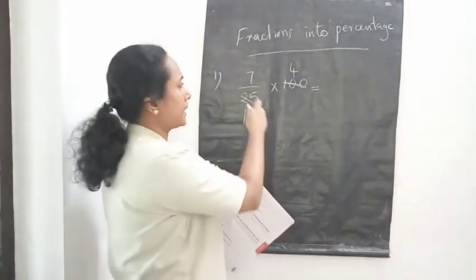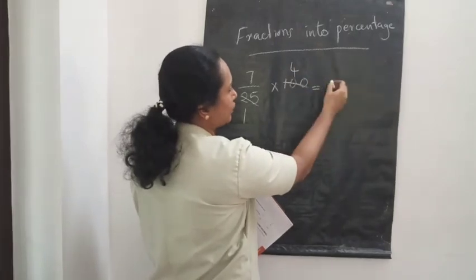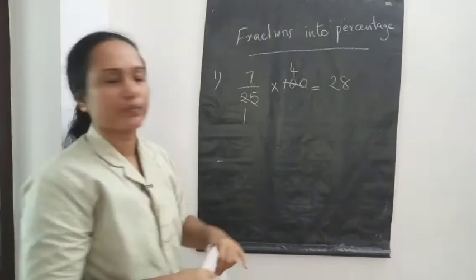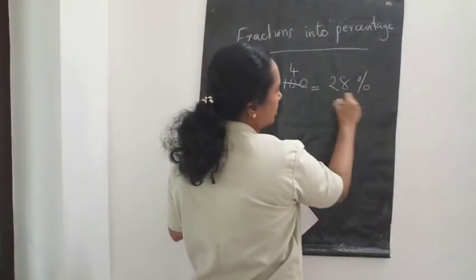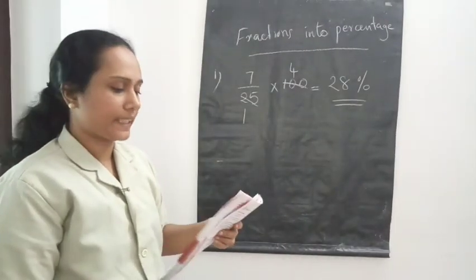Next we multiply numerators. Then 7 into 4 is 28. Denominator is 1. Therefore 28 is the answer. Then 28 percentage. Answer is 28 percentage. Then another example.